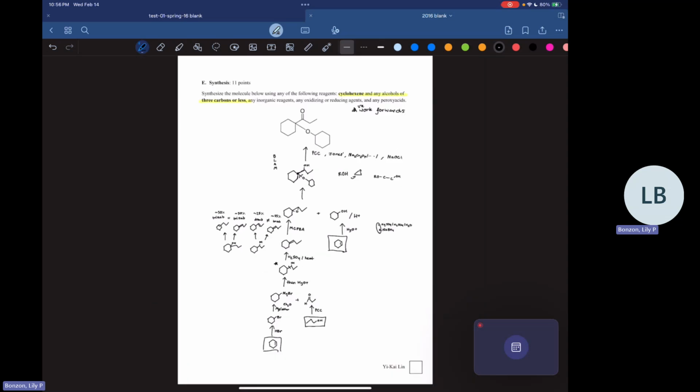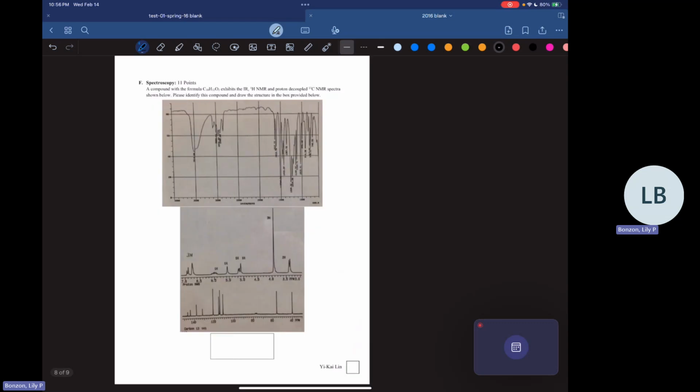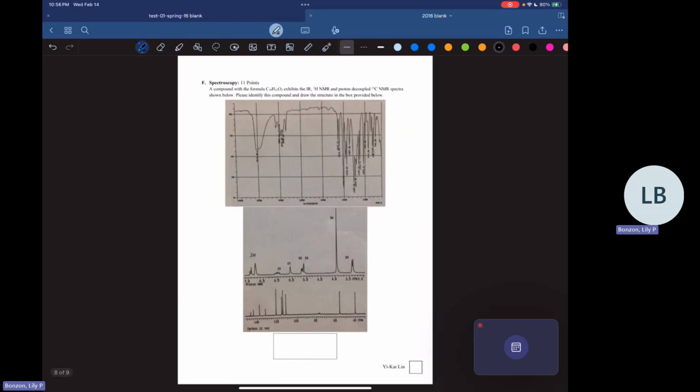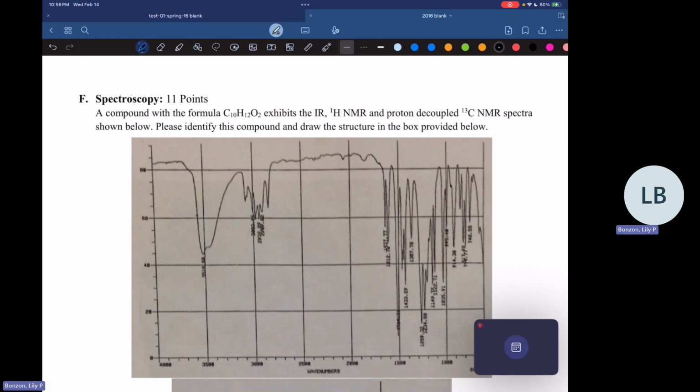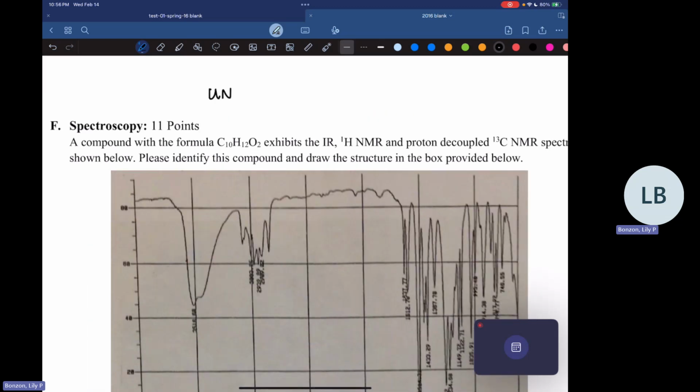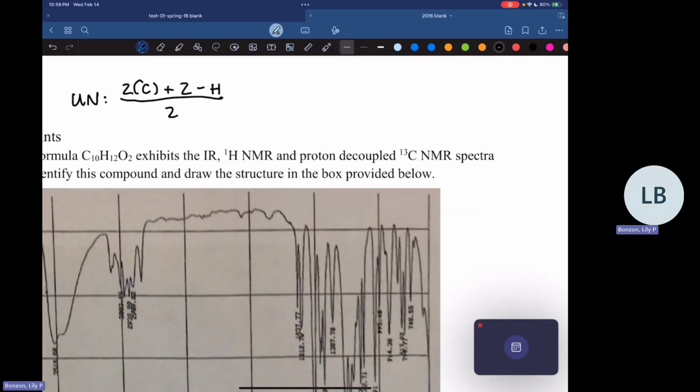All right, done with the synthesis, and our last question is going to be our spectroscopy. So the first thing for spec, you're going to want to calculate your unsat number. That's just going to be 2 times the number of carbons plus 2 minus the number of hydrogens, all divided by 2. And I always recommend taking the 1 minute it takes to do this math to make sure you're getting it right, because I still get this wrong sometimes when I try to do it too quickly, especially if you're taking the test and you might be a little bit stressed or rushing.